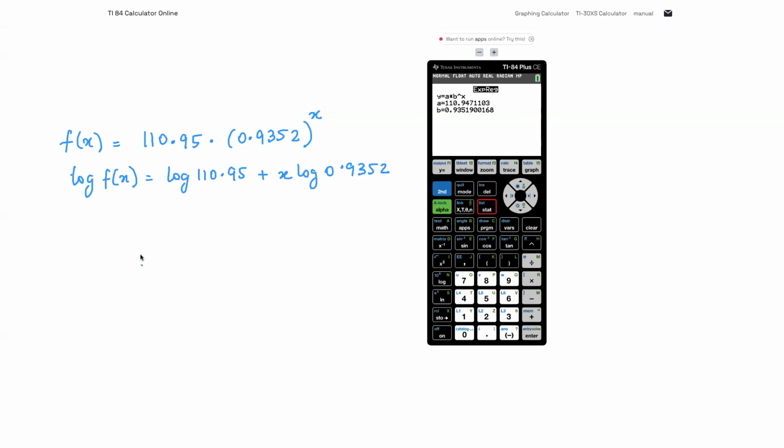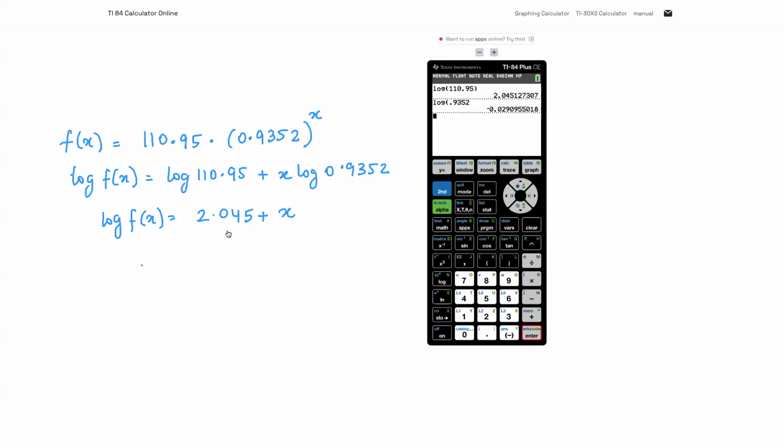Dhwani, are you following? Yeah. Okay. So I will go ahead and say log of f of x equal to, I need to find out the logs, right? Let me go to log of 110.95. That's what it is, right? Okay, 2.045. I'm going to write that down. 2.045 plus x times log of 0.9352.